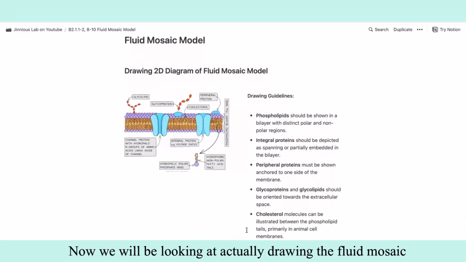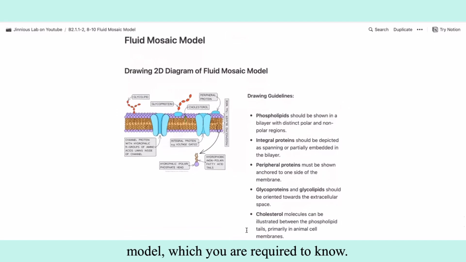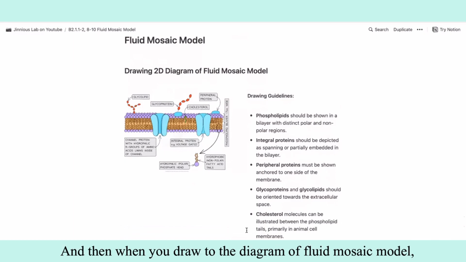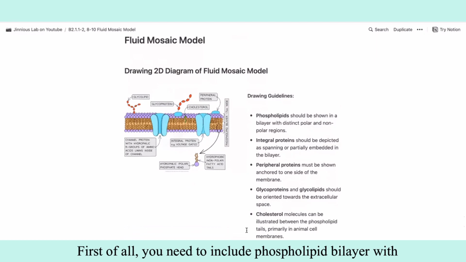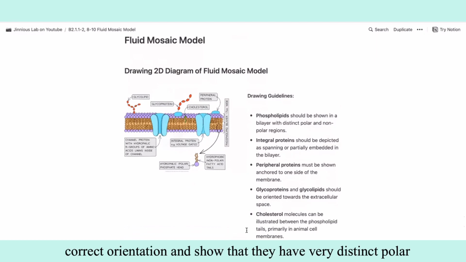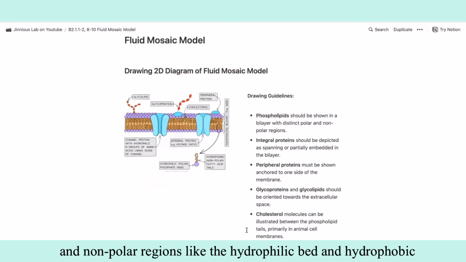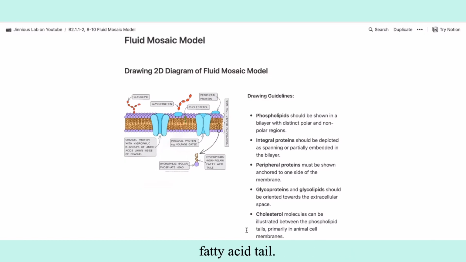Now we will be looking at actually drawing the fluid mosaic model, which you are required to know. When you draw the diagram of the fluid mosaic model, you are required to include certain structures. First of all, you need to include the phospholipid bilayer with correct orientation and show that they have very distinct polar and non-polar regions, like the hydrophilic head and hydrophobic fatty acid tail.